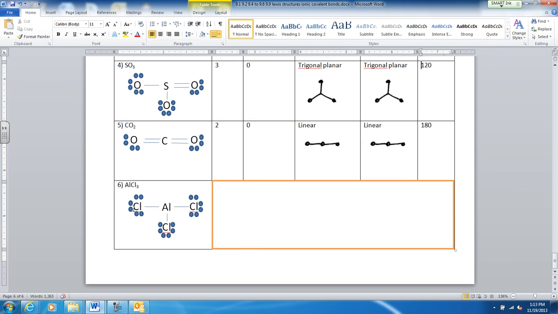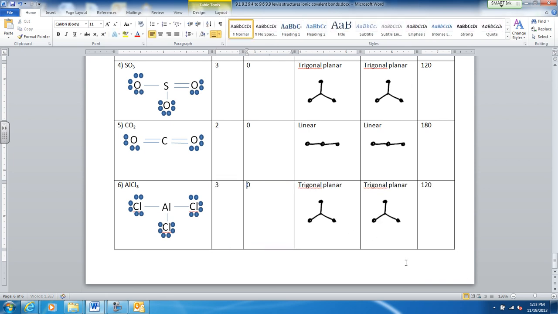Last one, steric number 1, 2, 3, no lone pairs. Steric number 3 with no lone pairs, we did that right here. Same as SO3. And we are done.